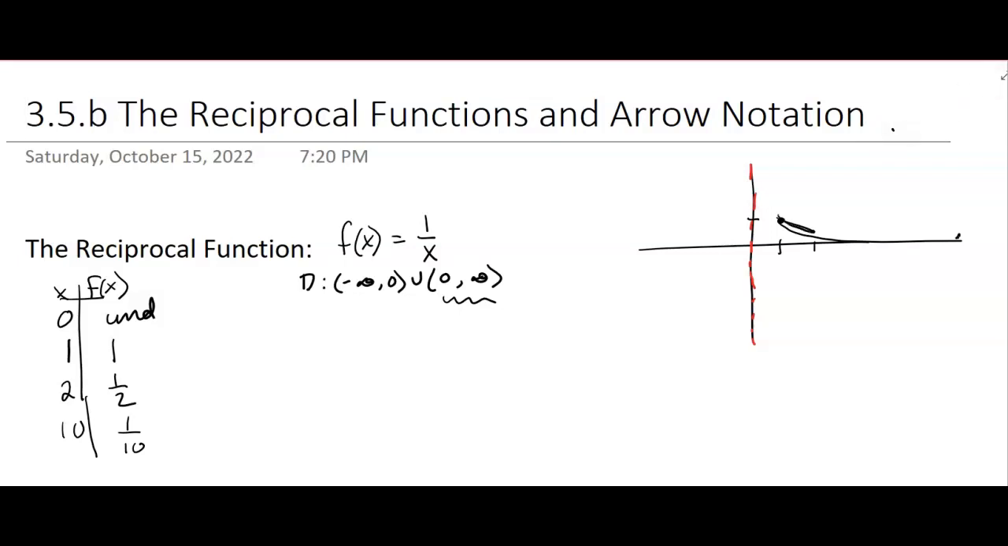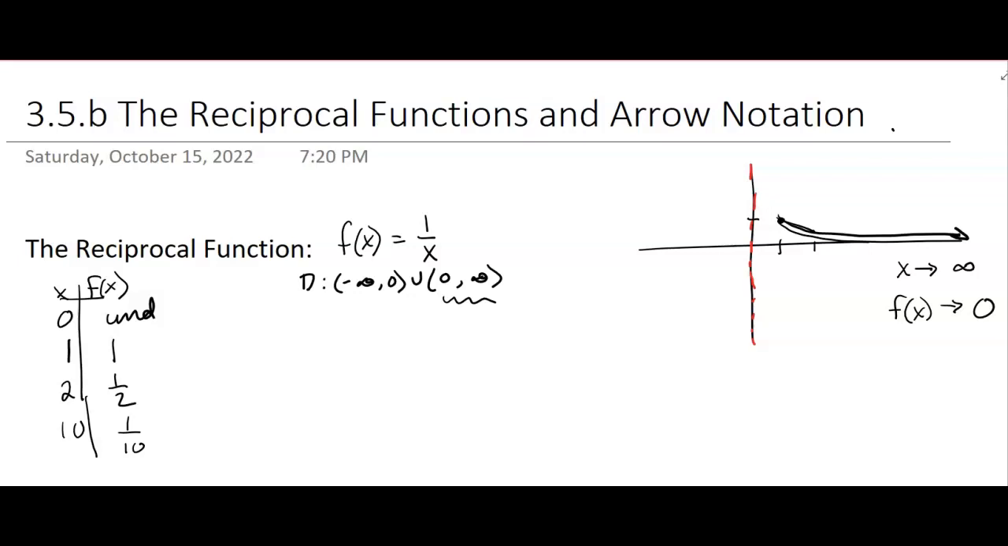I can't draw these. It's going toward the x-axis, right? It's never going to be negative if you keep putting in positive numbers. It's going to be positive. Then we have notation that goes with this. We say as x is getting larger, as x is approaching infinity, f of x is approaching 0.